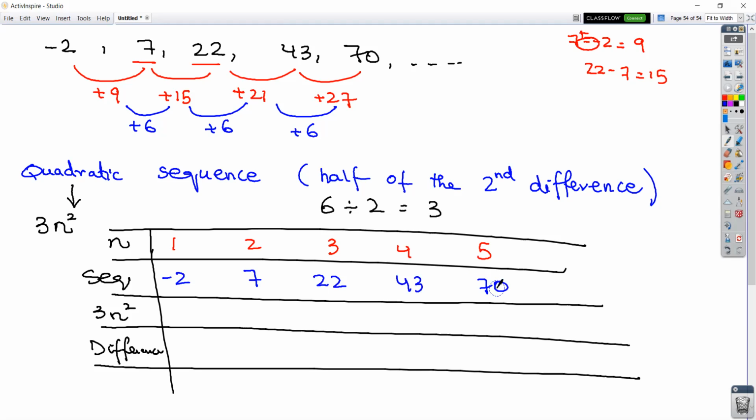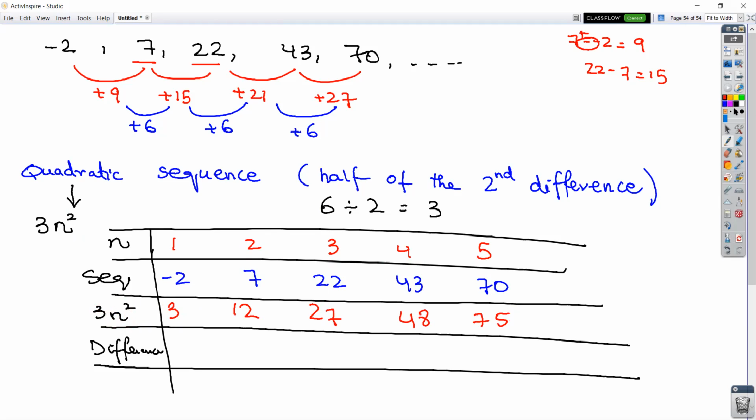Now we're going to find out with 3n squared what numbers we are getting here. We have done this previously in the previous question as well. So n represents 1. 1 squared is 1. 1 times 3 would be 3. The next one would be 2 squared, which is 4. 4 times 3 is 12. Then 3 squared is 9. 9 times 3 is 27. 4 squared is 16. 16 times 3 is 48. 5 squared is 25. 25 times 3 would be 75.